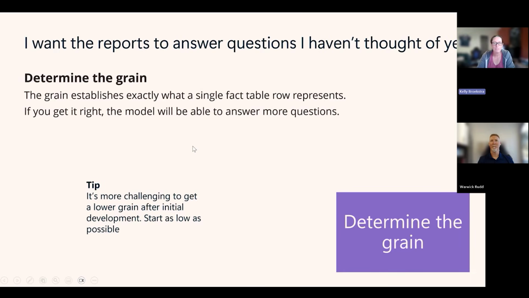Cool. Is there anything else, Warwick, that you've thought of that we haven't spoken about yet? Yeah. Sorry about my sketching skills. Hopefully this... Are we going to focus? It's not going to focus. There we go.